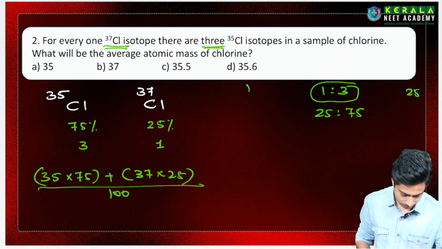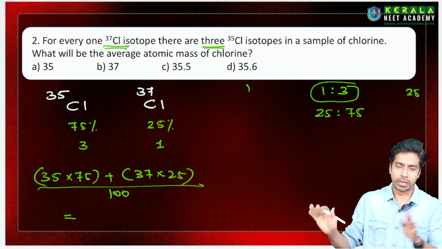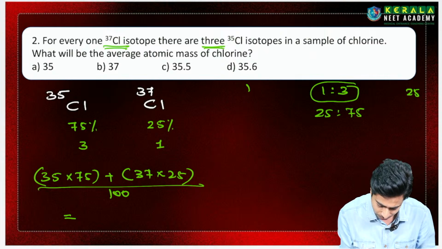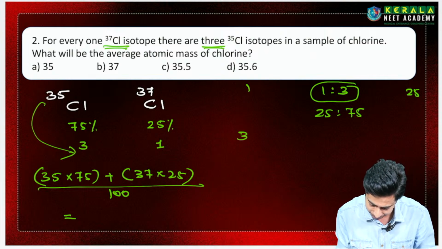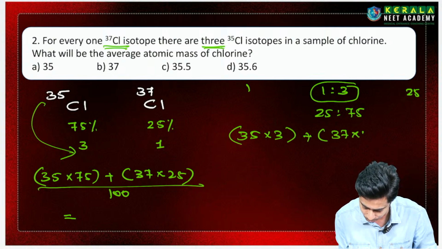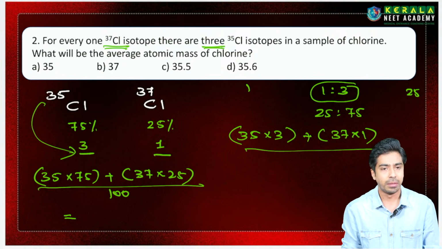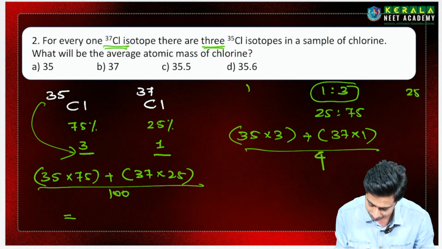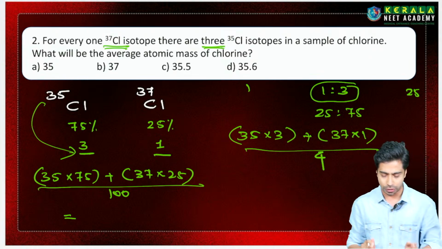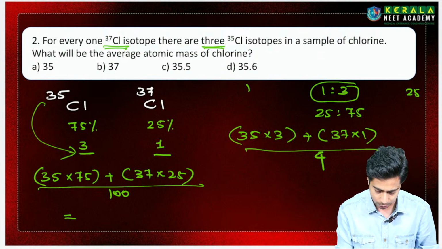On solving this one, whatever be the value, you'll get the answer. Or else you can also apply 3 instead of 75: 35 into 3 plus 37 into 1, divided by 4. Don't give 100, because we are taking 3 and 1, so it will be divided by 4. That also will give you the same answer. So this will be the calculation part. But now I'll tell you, we'll go with a shortcut.